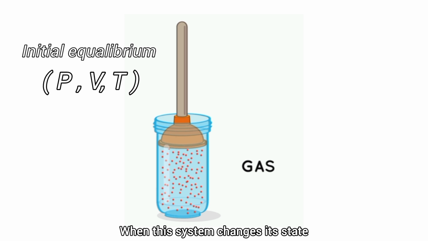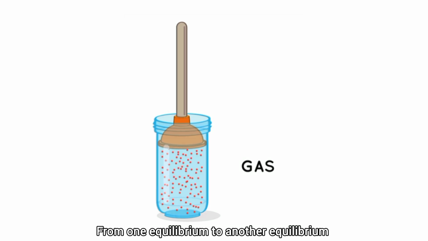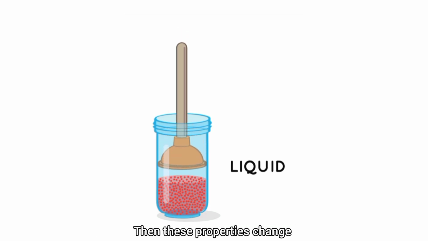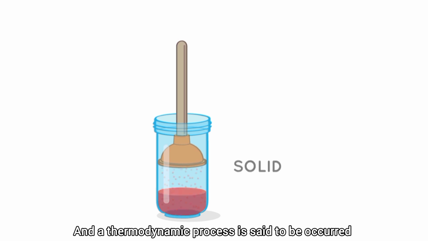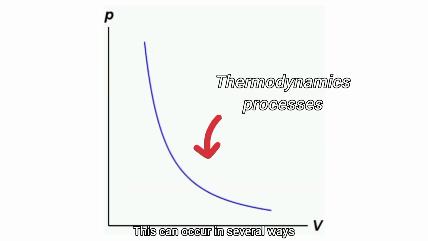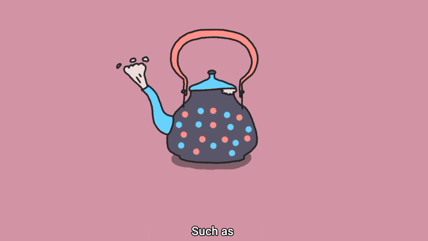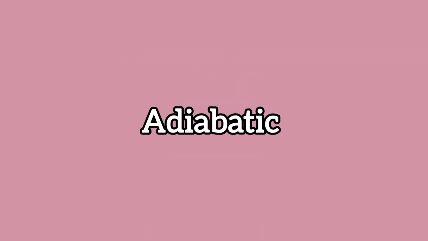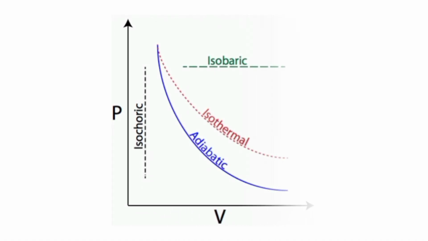When this thermodynamic system changes state from one equilibrium to another equilibrium, then these properties change and a thermodynamic process is said to have occurred. This thermodynamic process can be of several types such as isothermal, isochoric, isobaric, adiabatic, and polytropic. Let's understand these processes one by one.